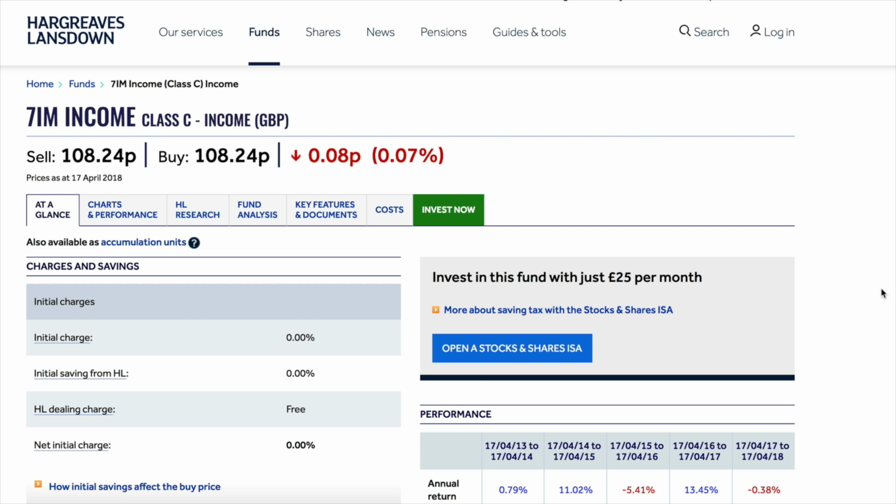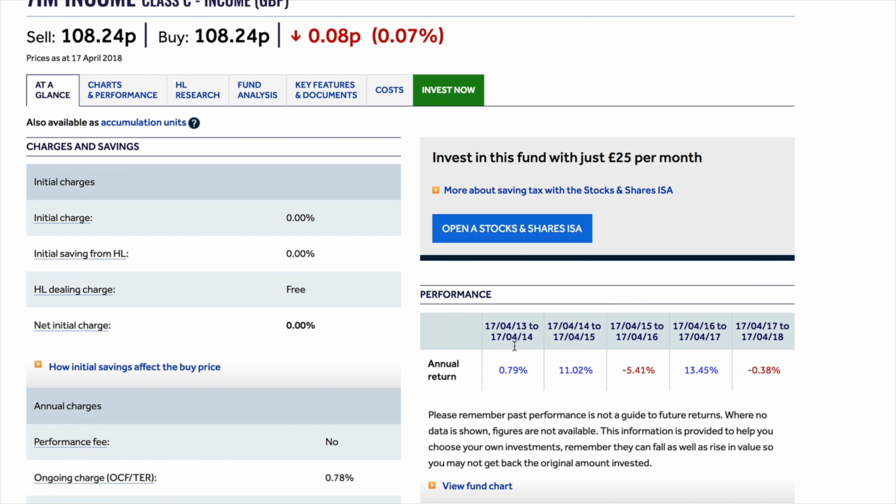So what you're looking at now is a kind of a fact sheet. There's some tabs along the top where you can look at performance, you can look at some fund analysis, some important documents, the costs, and obviously Hargreaves want you to invest, so there's a big invest now button as well. You can see there's a performance table here on the right, and that is looking at discrete years. I'm recording this on the 18th of April, so this looks at the 5 discrete years up to the 17th of April 2018. So it's looking at April 17 to 18, April 16 to 17, so discrete years for the last 5 years up to this point.